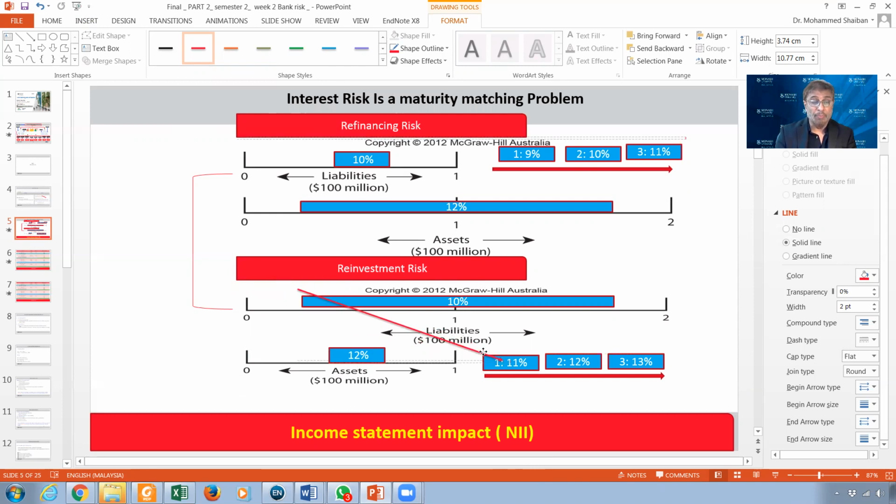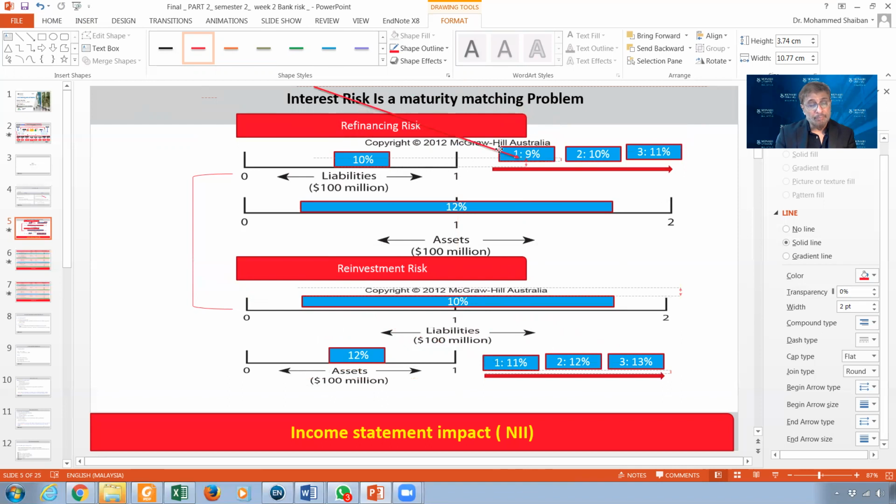Now, 11% is a problem. Why? Because I used to have 12%, now it's 11%, which means there will be a 1% decrease in my net interest income. I'm still gaining, but there is a 1% drop from this year to this year. Here also, maybe it's 12%, there is no difference, or maybe it is 13%. If it is 13%, I'm so happy because now I'm making 3% more, which means there is no risk here. There is no risk here. The risk is here.